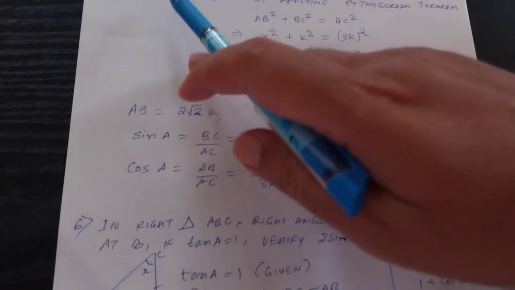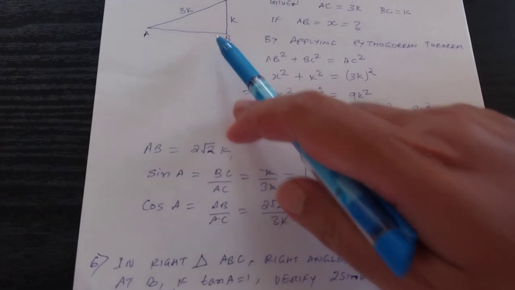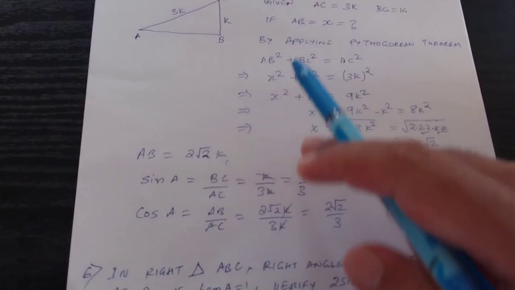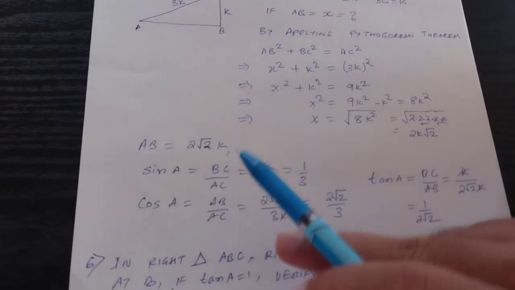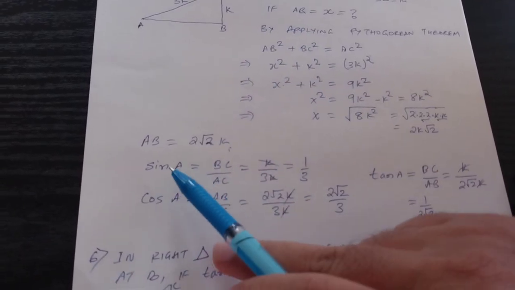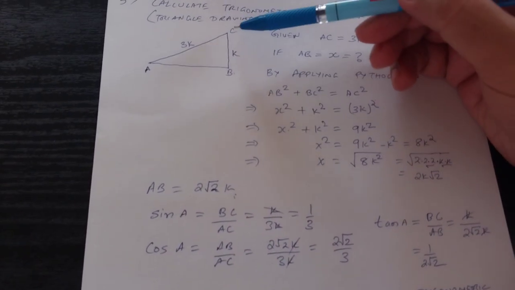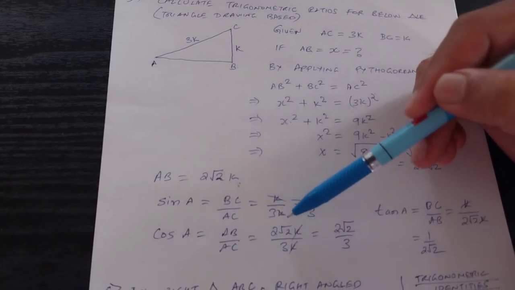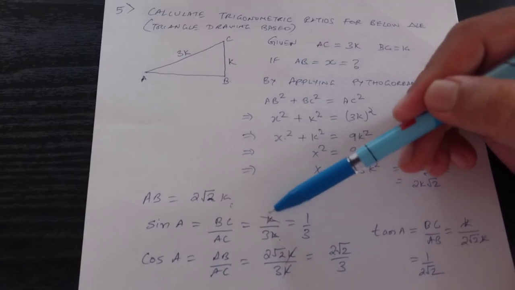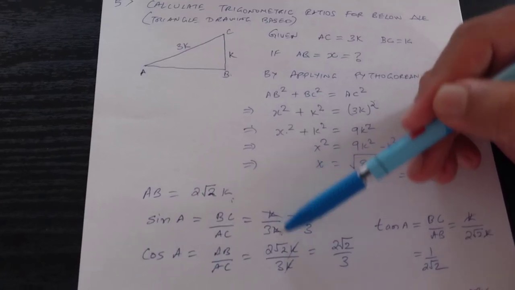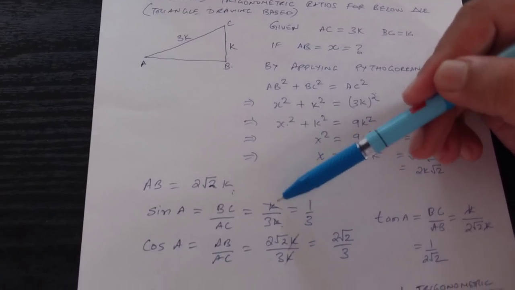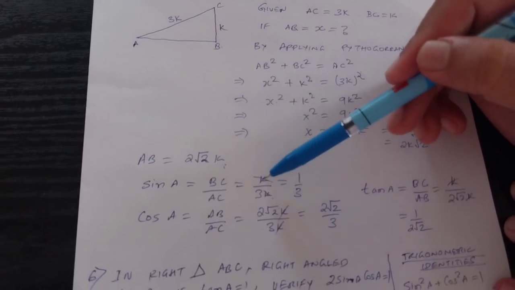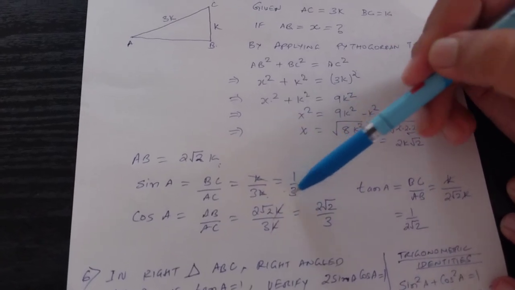Now once we know the length of AB, we can calculate the trigonometric values for the angle A using this information. Sin A is nothing but BC divided by AC. So BC divided by AC is k divided by 3k. Note that k and k will get cancelled since this is a fraction where we have a division. So k and k cancel, 1 remains, so 1 by 3.